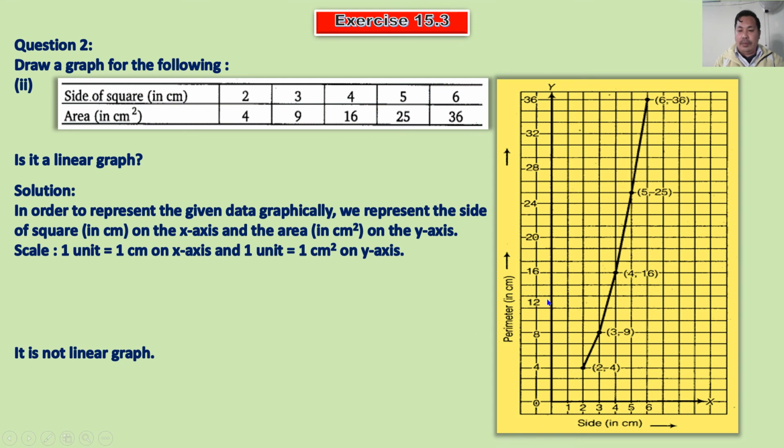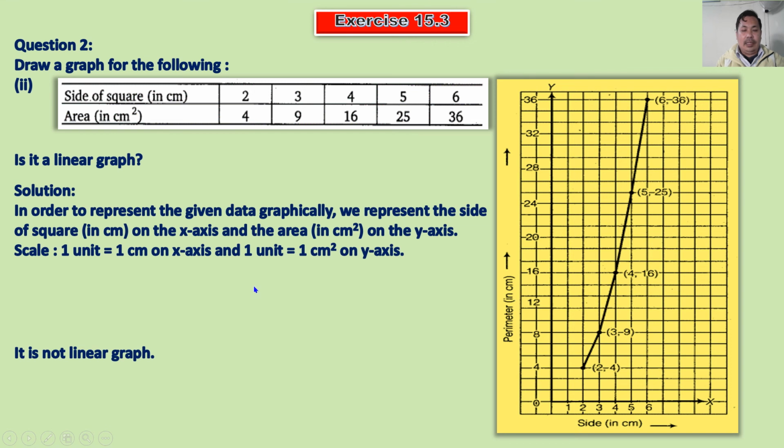So actually, this is not the perimeter. This is the area only. So here, what is written is a little off, so you have to rewrite this as the area in centimeter square, not perimeter. Okay, please carry this out. Actually, I continued the graph from the previous one, so I forgot to change this to area in centimeter square. Please note it. Okay, clear.